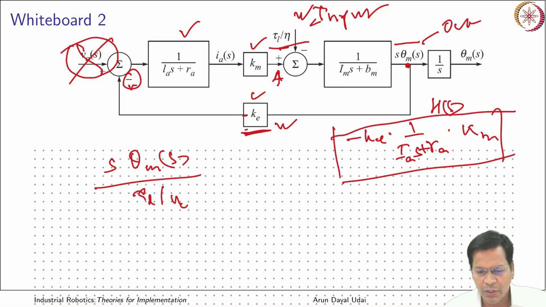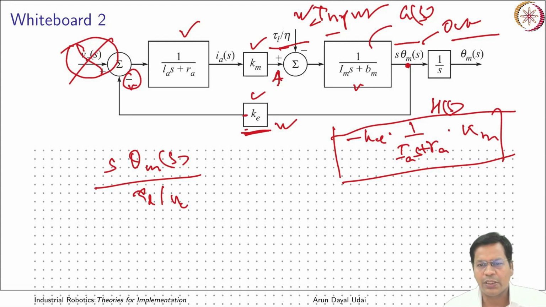This is your input, this is your system. Okay, this becomes your G(s). So G(s) is here if you remember. So this is your G(s), and that is your output and input. So now you can write the closed loop transfer function. Got it? So there are two approaches to it.